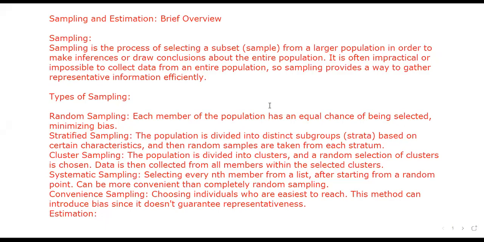We're going to look at sampling and estimation. To start with, what is a sample? A sample is simply a small proportion of a big population. It's a subset of the entire big set. And therefore, sampling is simply the process of selecting a subset from a larger population.